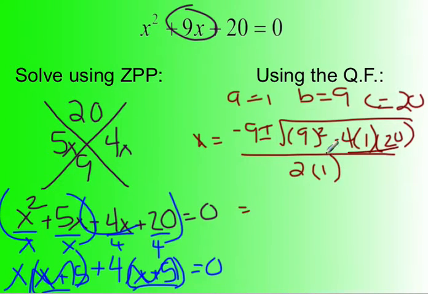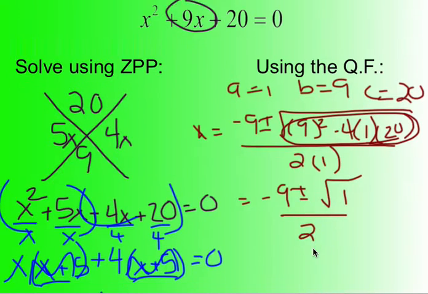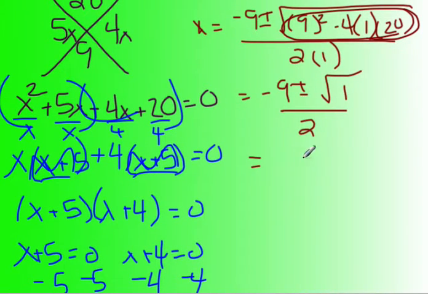Again, remember when you're using the quadratic formula, I want you to solve what's underneath the radical first. So 9 squared minus 4 times 1 times 20. So negative 9 plus or minus the square root of 1, divided by 2. Then we're going to do negative 9 plus the square root of 1, and then in my calculator I'm going to hit enter and divide it by 2.